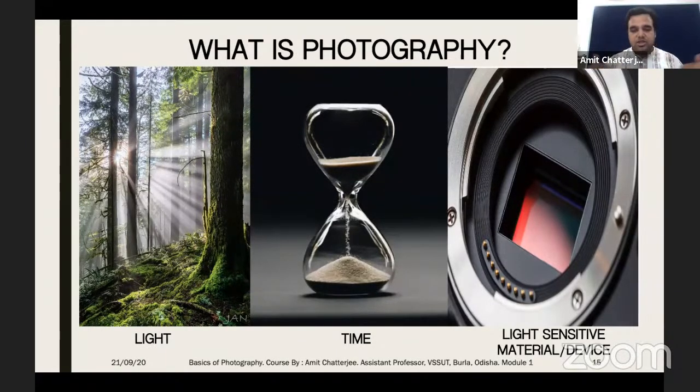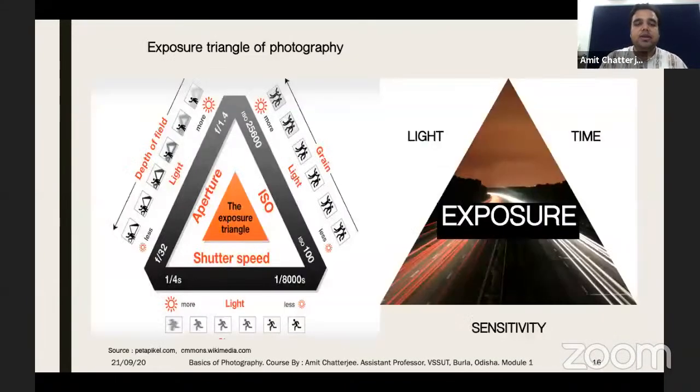So the definition varies from person to person, from field to field, but one definition that binds all of it together is light, time, and sensor. These three things are all photography is about. If you keep this in mind, then you will have a completely open mind towards this entire domain, and it will help you rather than getting into complicated definitions.